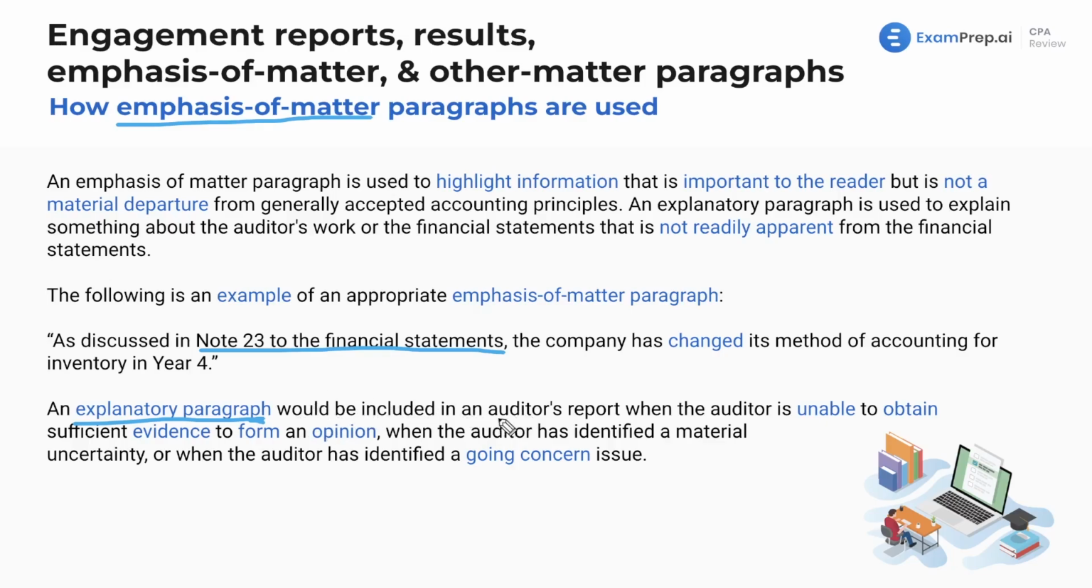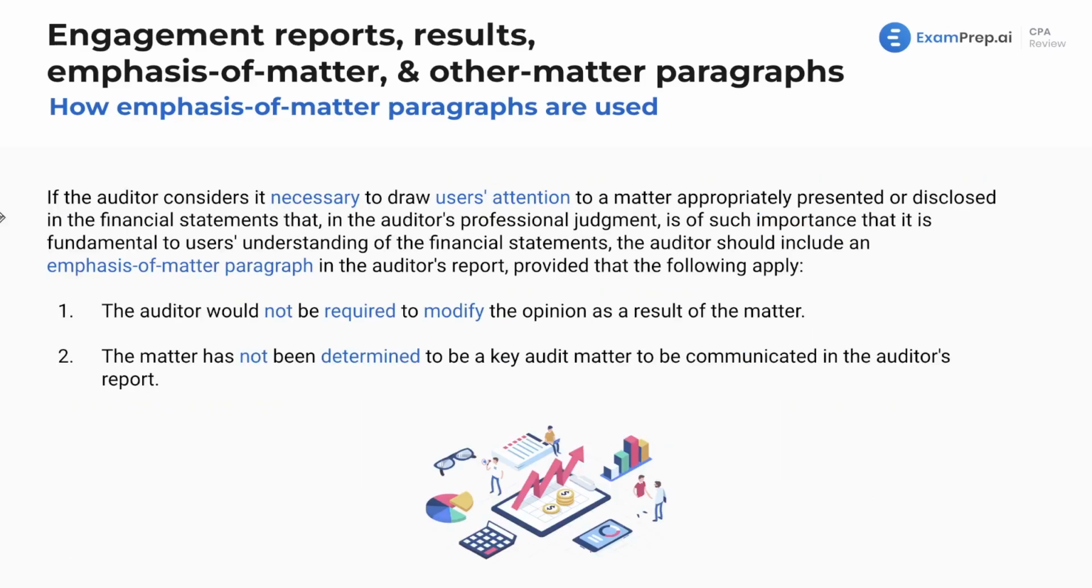So it would be included in the auditor's report when the auditor is unable to obtain sufficient evidence to form an opinion, when the auditor has identified a material uncertainty, or when the auditor has identified a going concern issue. It's going to elaborate upon all of these situations. What are we going to talk about here? Well, we're basically saying if the auditor considers it necessary to draw the user's attention to a matter, a bunch of other fluff per the CPA, the auditor should include an emphasis of matter paragraph in the report, provided that these following situations apply. Well, that the auditor would not be required to modify the opinion as a result of the matter. Well, let's think about that for a second.